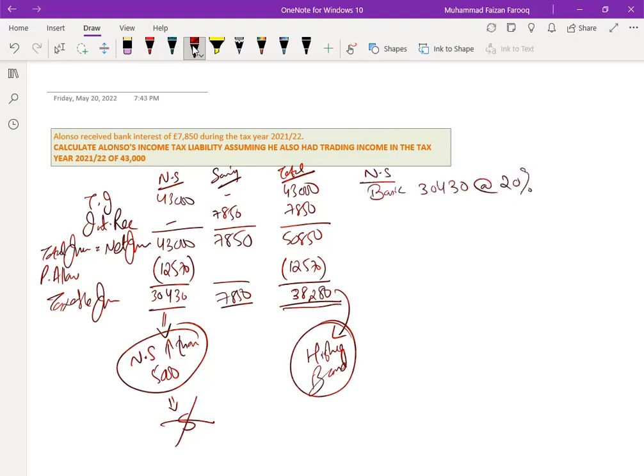The answer will be 6,086. Now the next is savings. Savings start band will not come, but what's next? Nil rate band, where the tax rate is 0%, but how much amount will fall in nil rate band? 500. We discussed earlier that if it is a basic band taxpayer, the limit is 1,000. If it is a higher band taxpayer, the limit will be 500.